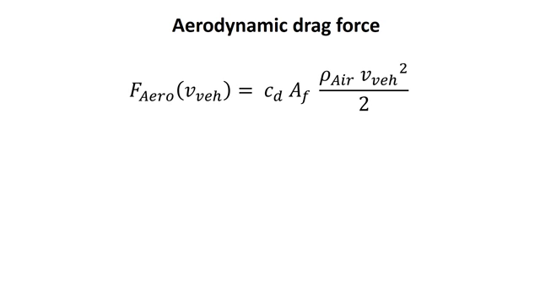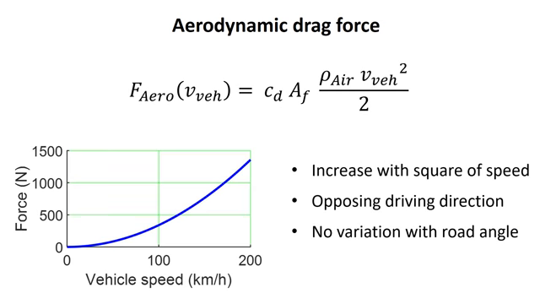The aerodynamic resistance is zero at standstill. It can be calculated as the aerodynamic drag coefficient times the front area of the vehicle times the air density times the vehicle speed squared divided by 2. The drag force increases with the square of the vehicle speed, as is shown in this diagram. It is opposing the driving direction, and it is independent of the road angle and the vehicle mass.